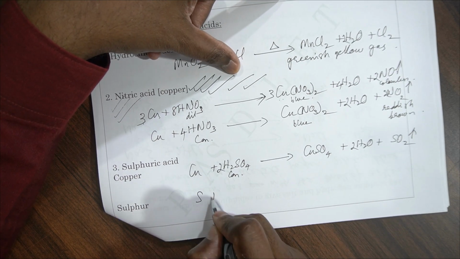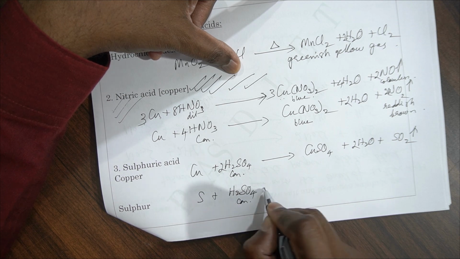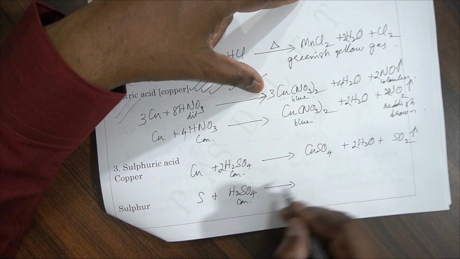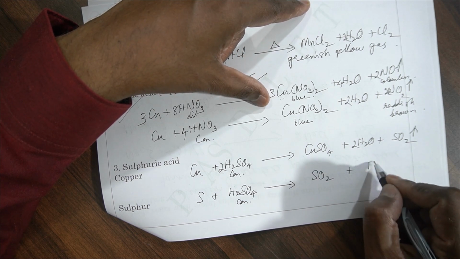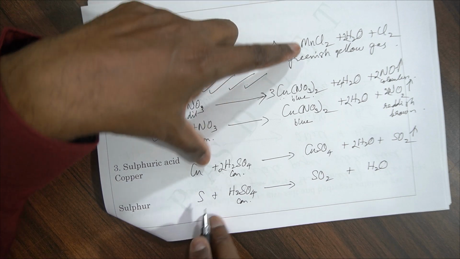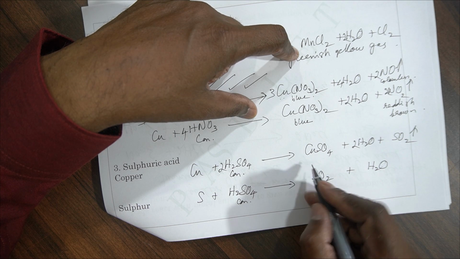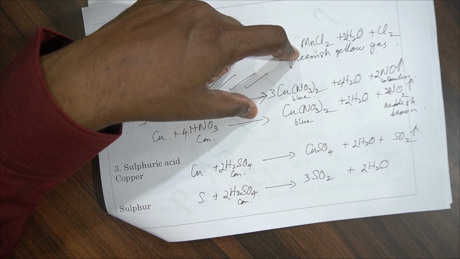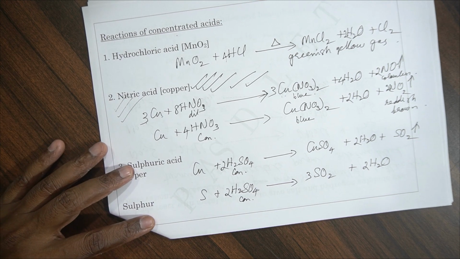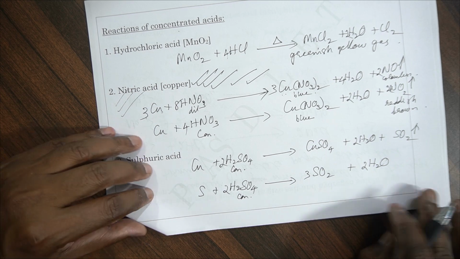Sulfur with concentrated sulfuric acid, what you will get is sulfur dioxide and water. Okay, sulfur is oxidized to sulfur dioxide and sulfuric acid also gives sulfur dioxide. So S + 2H2SO4 gives 2H2O + 3SO2. Okay, so that is how it is balanced. Sulfur dioxide again coming. So remember this reaction, any one of these can be asked.